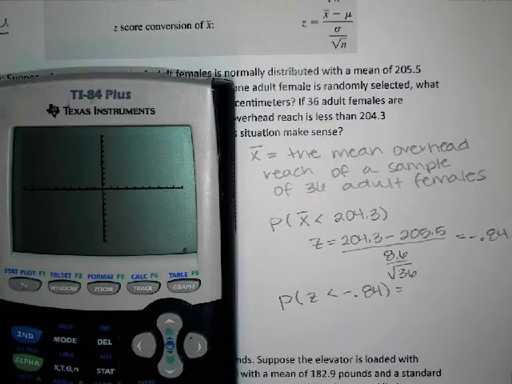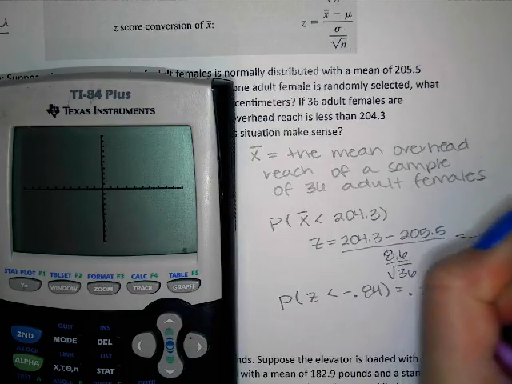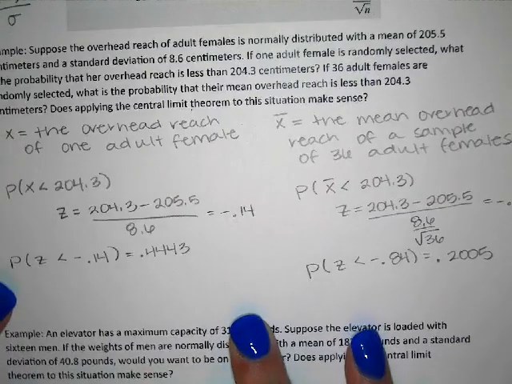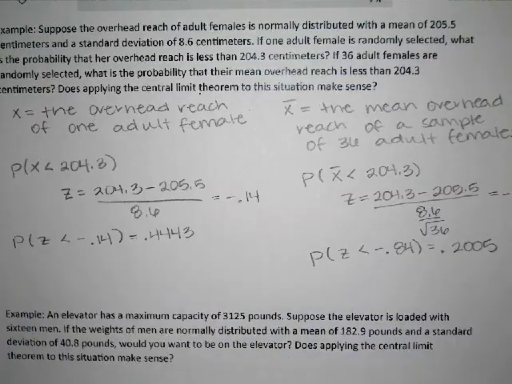Okay, now here where it says, does applying the central limit theorem to the situation even make sense? You have to answer the question, does it make sense in this context to talk about individuals? Or does it make sense in this context to talk about the group and the average or the mean of the group? Which one do you care more about?